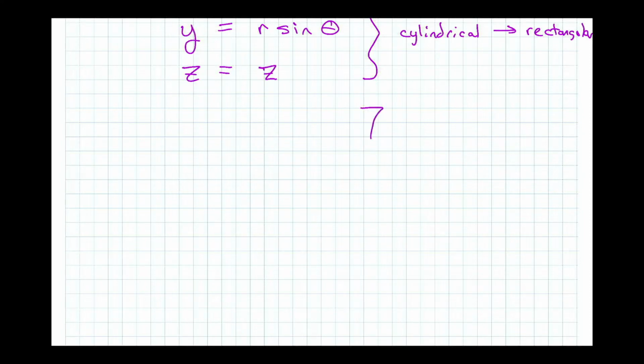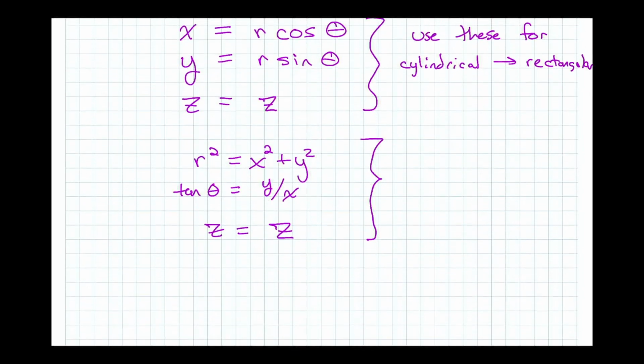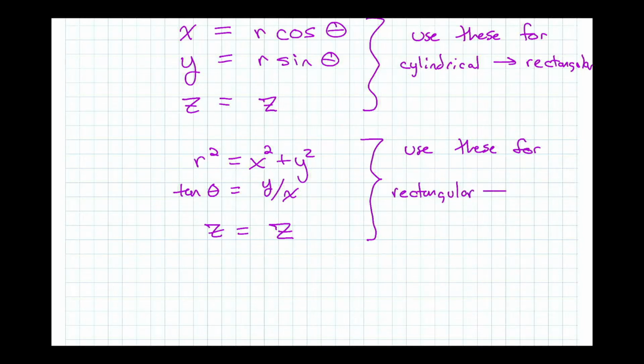So if you have to go from rectangular to polar, then you use r squared equals x squared plus y squared. That will let you find the r. And then tangent theta is equal to y over x. That will help you find the theta. And the z is equal to the z again. So use these for rectangular to polar. I keep saying polar when I mean cylindrical because they're the same thing.